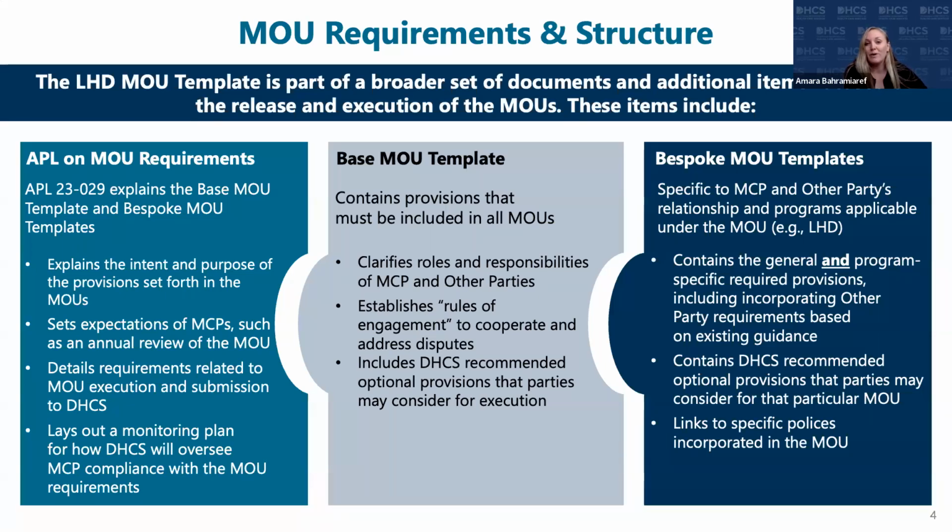For today's discussion, the bespoke MOU template is referred to as the local health department MOU, which contains MCP and other parties' specific requirements. So it contains the general provisions, which we refer to as the base MOU template, and those very specific program required provisions, including incorporating other parties' requirements based on existing guidance that has been issued. It also contains DHCS recommended optional provisions, and those are notated throughout the MOU in italics. The parties are not required to integrate those optional provisions in their MOU; they are considered to be optional. It also links to specific policies incorporated in the MOU.